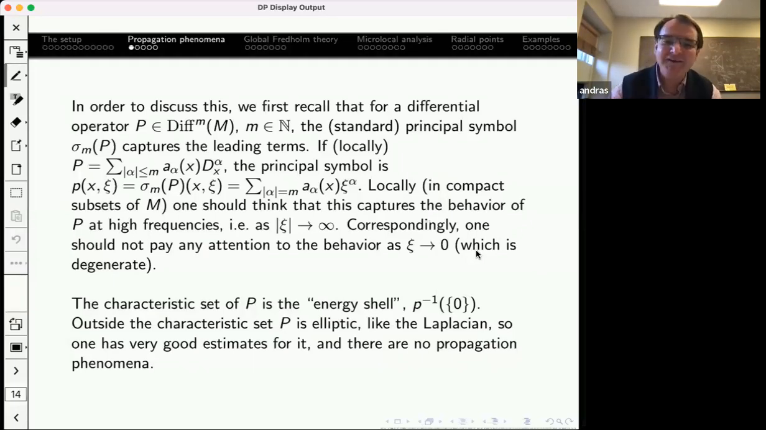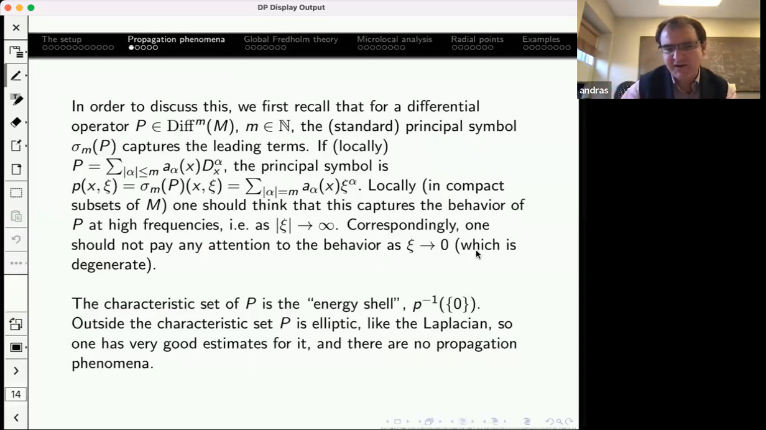Anyway, we're thinking about what happens as xi goes to infinity. So in particular, the behavior at xi goes to 0 is totally irrelevant. We are making this into a homogeneous polynomial because that's easier to think about than compactifying the space and adding an infinite xi equals infinity appropriately.